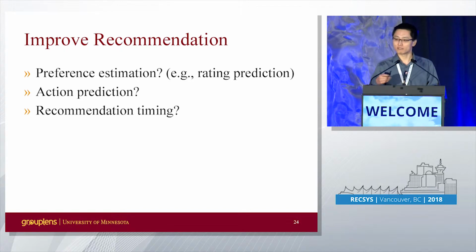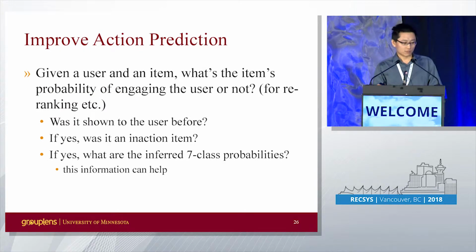Our experiment doesn't support this. The second approach, action prediction and recommendation timing, they are supported. But for the purpose of this talk, I'm going to focus on the second one, action prediction. The task is, given a user and item pair, we want to estimate what is the item's probability of engaging the user or not. This could be used for re-ranking in a recommender system. This is a frequent question we ask while building recommender systems.